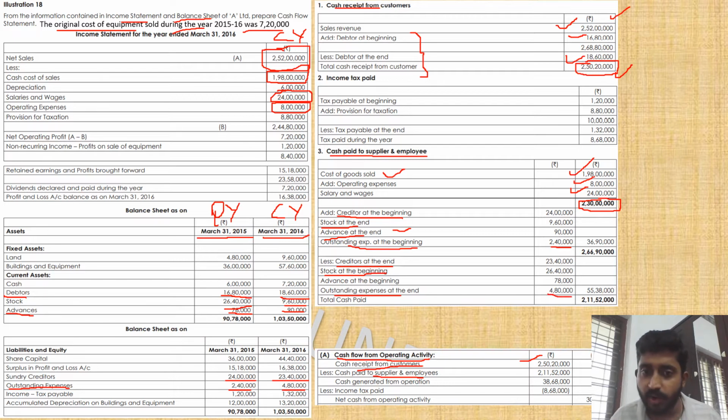Now you are adjusting, and you find the total cash that is paid out is 2.11 crore. Now we are taking this figure to the cash flow statement. So cash receipt from customer minus cash paid to the supplier and employees is the cash generated from the operations. Now we have to adjust for the income taxes paid.